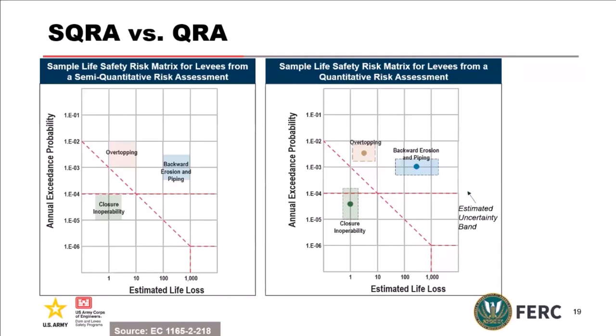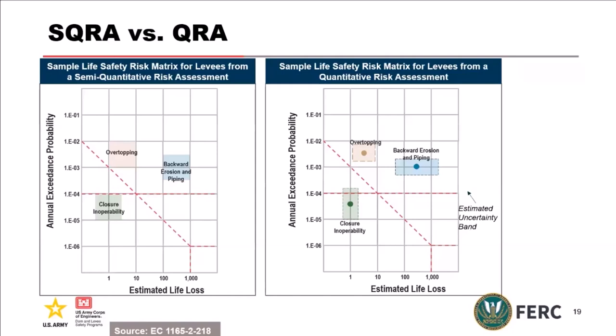Just for clarification, real quick, that's a risk matrix. It's not even an FN chart. Sorry, that's not an FN chart over on the left-hand side. That's just from an SQRA. That's a risk matrix. It mimics an FN chart, but it's not an FN chart. It would be a small FN. It wouldn't be the exceedance probability. It would just be the probability that that event would have that consequence. In any case, it's just different.